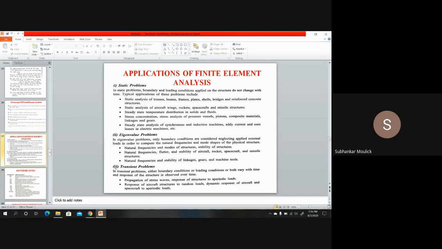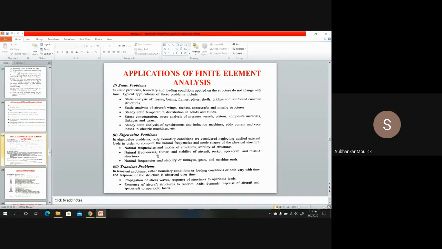Fine. And some common examples of these transient problems are the propagation of stress waves. For example, if you have a wire and you give a small vibration to it, it will form a wave kind of nature. You can analyze those kinds of things in these transient problems. But in our BTech level course, we are not interested in these transient problems. We will be interested in only solving the static problems as well as the eigenvalue problems.